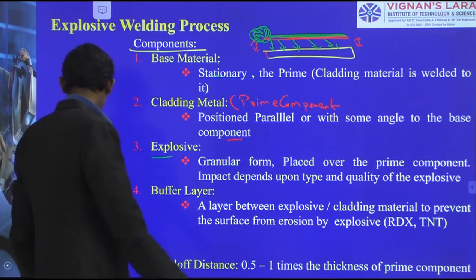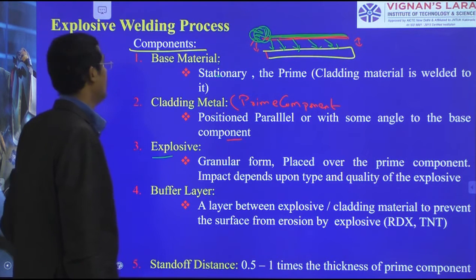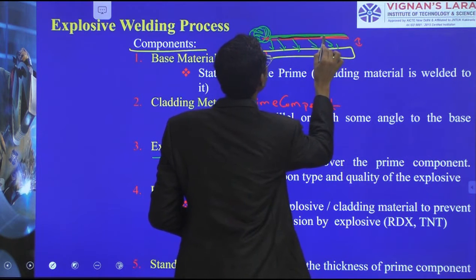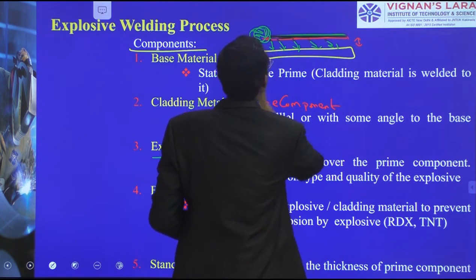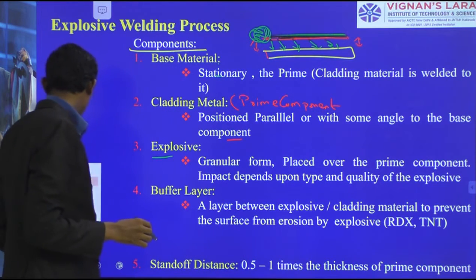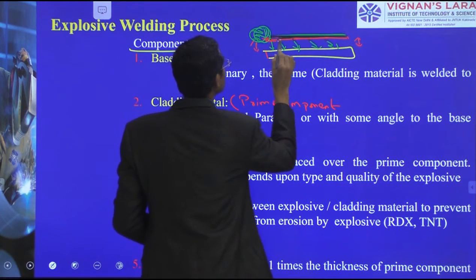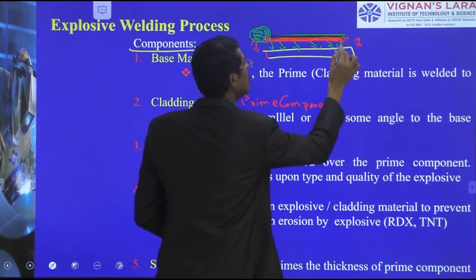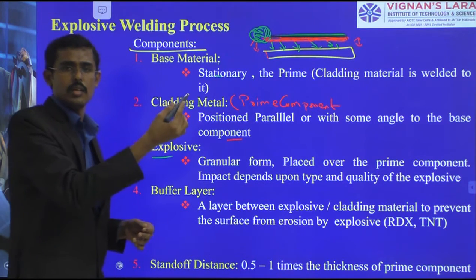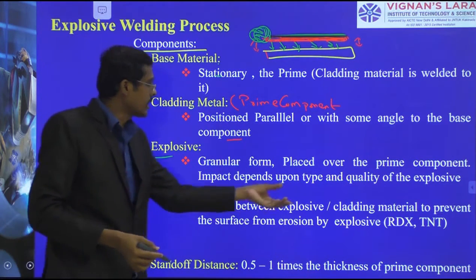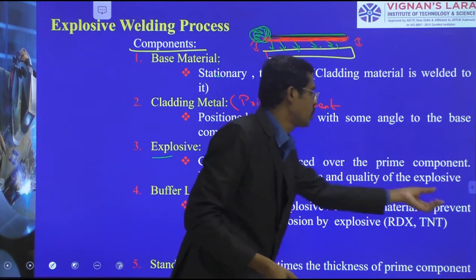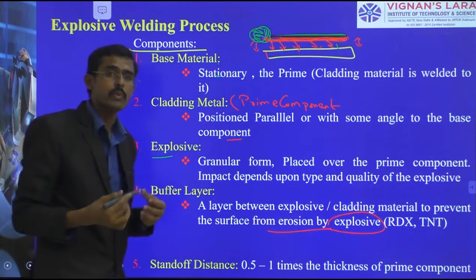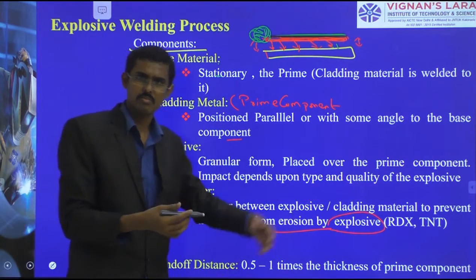Therefore, what I am doing, in simple terms, is adding one small gap or buffer layer, a powder or some other small component, between the explosive and the cladding material. This protects the cladding material and prevents the surface from being eroded by the explosive. The explosive is RDX of some type.